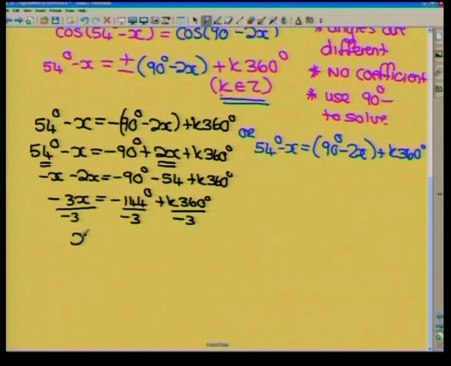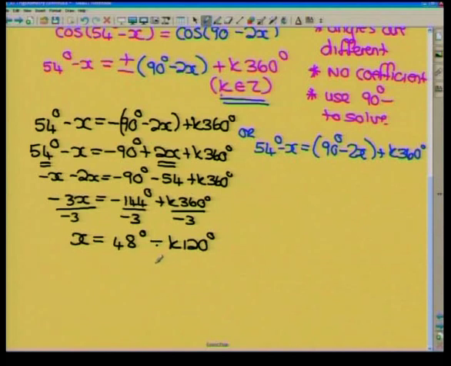Now at this stage, I have to divide everything by minus 3, and by everything, I mean even this. So this is going to become x equals, a negative negative makes a positive, 3 into 14 goes 4 times, and into 24 it will go 8 times. So it's 48 degrees minus k 120.